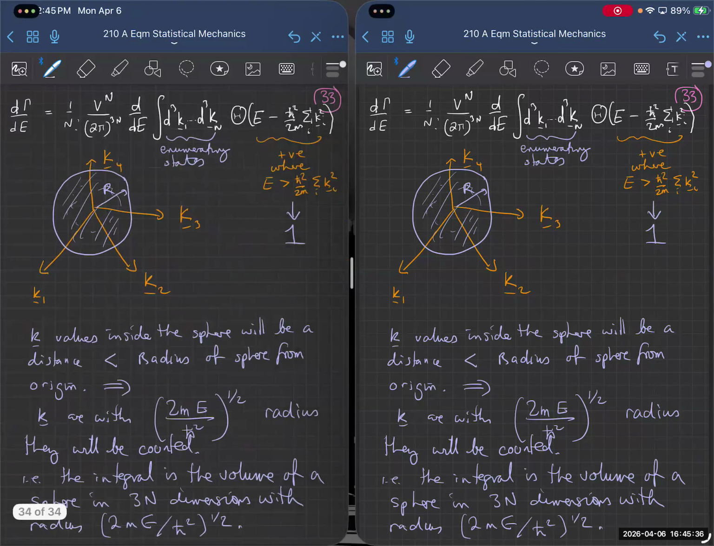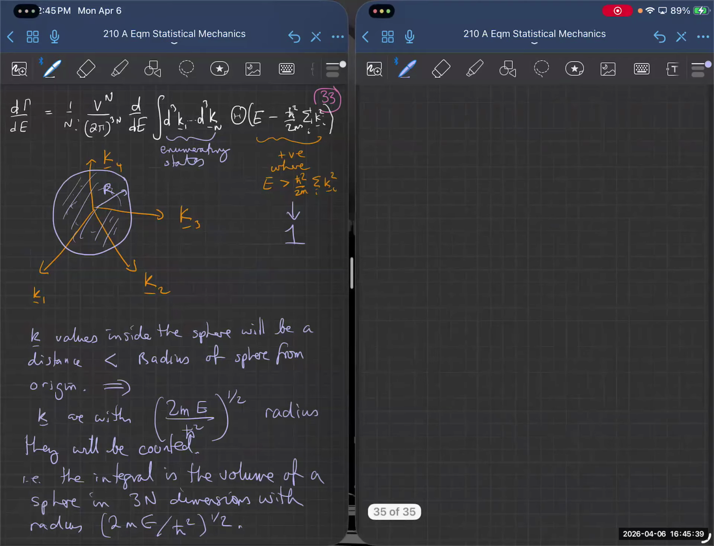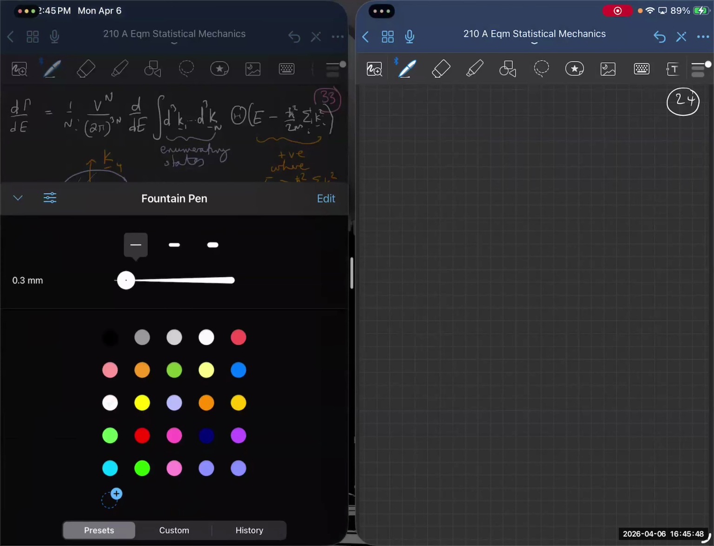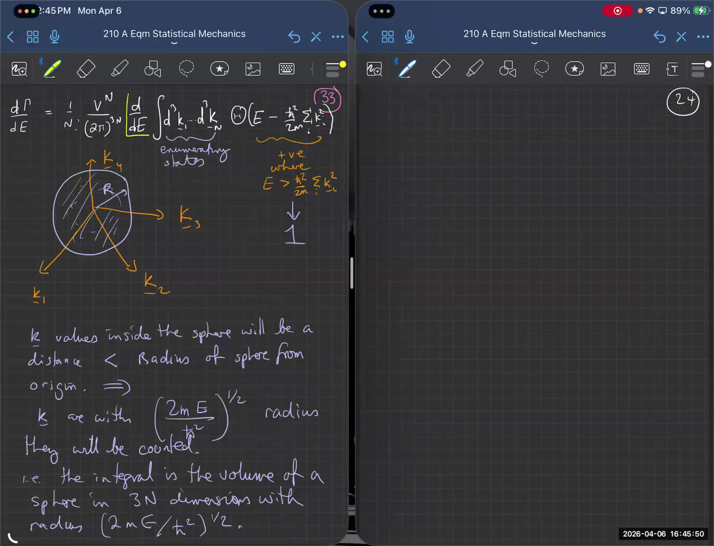Okay, so that's not quite the integral that we have to do though. So that's what the Heaviside function is. But we do have it over here, if you look back on the left-hand side, we still have to operate on that with a d by dE. So in fact, what we're going to get is not the volume of the sphere, but the surface area of the sphere. The surface area of that sphere. That's the derivative of the volume with respect to radius. That gives you the surface area.